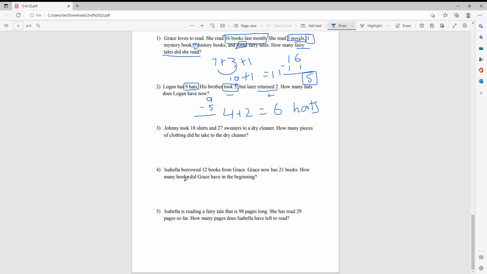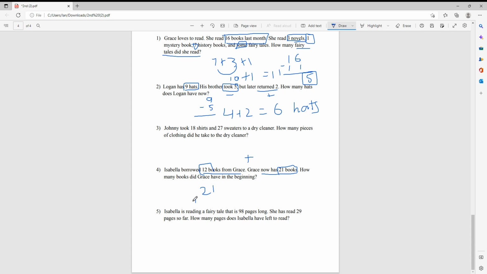Let's do number 4. Isabella borrowed 12 books from Grace. Grace now has 21 books. How many books did Grace have from the beginning? So if Isabella borrowed 12 books from Grace and she now has 21 books, this means that she took away from the total she had before. So since we know that she has 21 books and she took away 12, do we just add these both together to get the total amount she had?